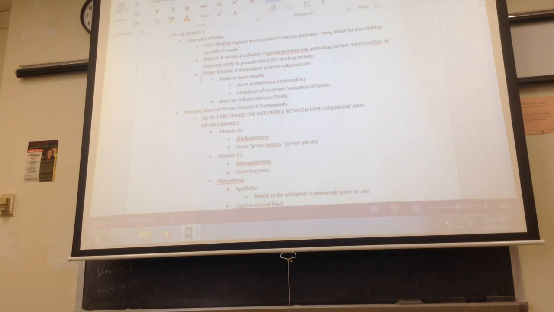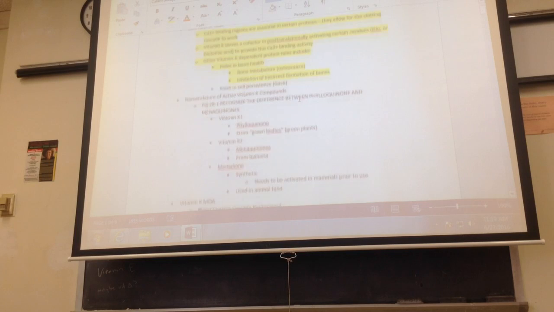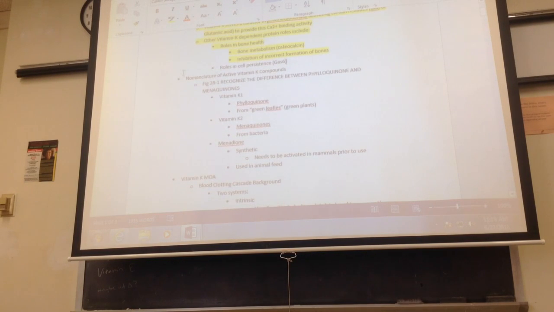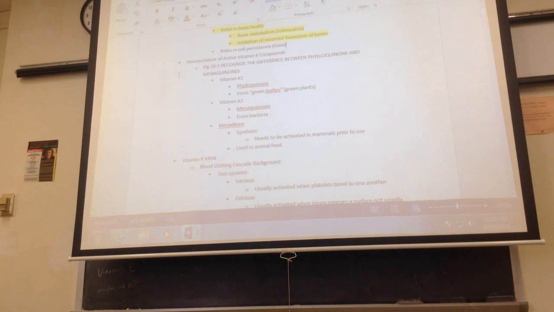Okay, but most of the time we think vitamin K, we think blood clot. And they do have roles in bone health, and then roles in cell persistence. All right, so nomenclature of active vitamin K compounds. That means which ones are you looking at? Which ones do you have to know and where do they come from?